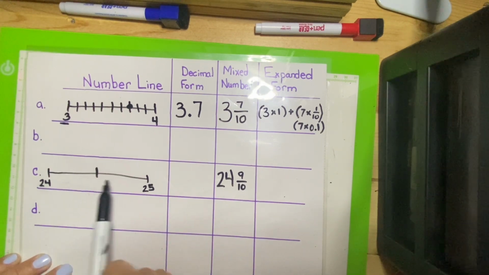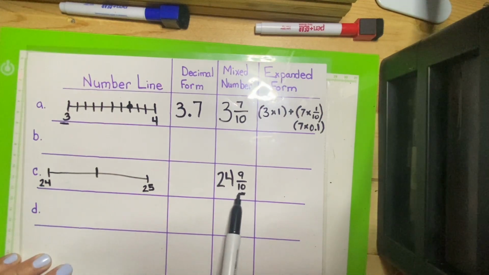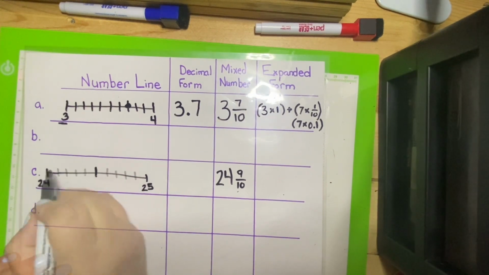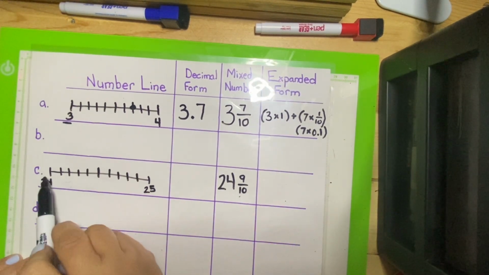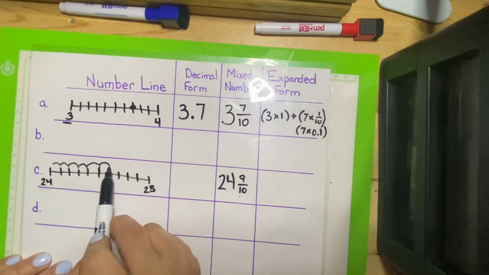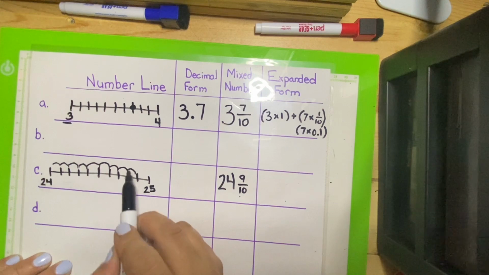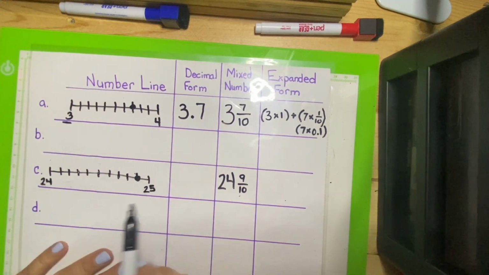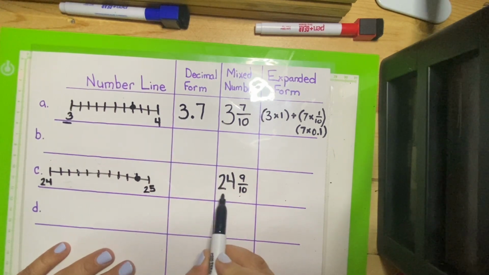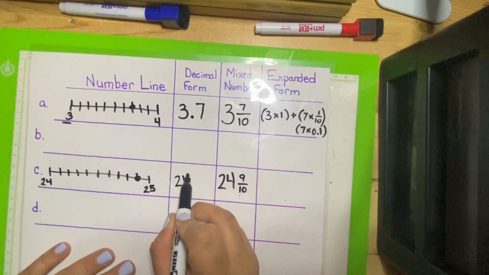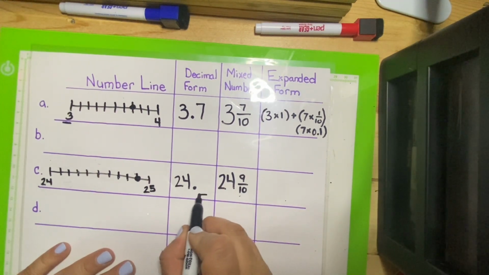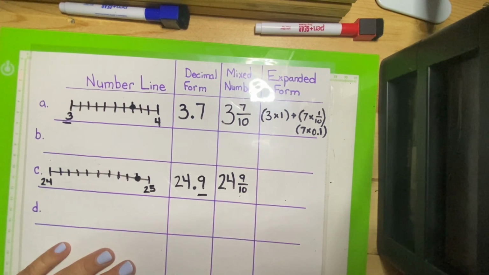That means that this has to be broken up into 10 pieces because I have tenths. So 9/10. 1, 2, 3, 4, 5, 6, 7, 8, 9. My point gets plotted right here. So here's my point. In decimal form, I have 24. Here's my decimal. 9/10. This is my 10th spot. Just like that.